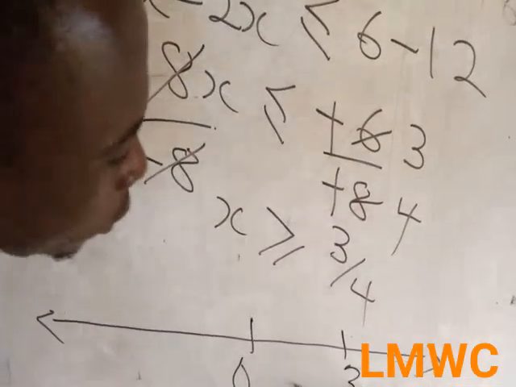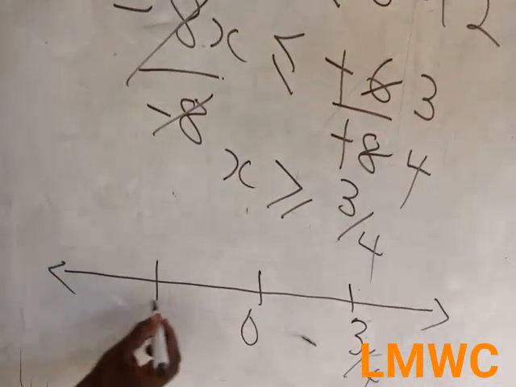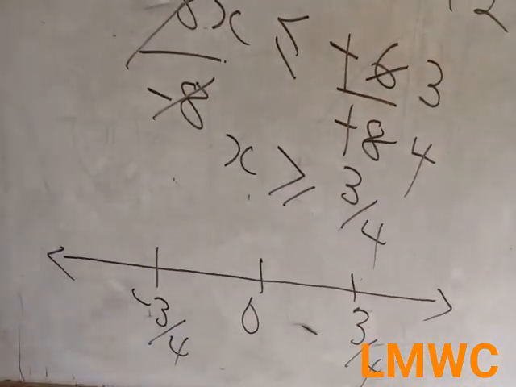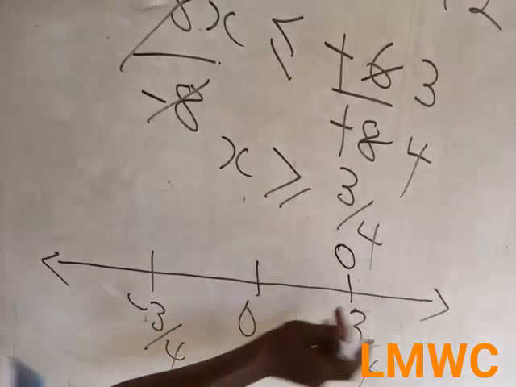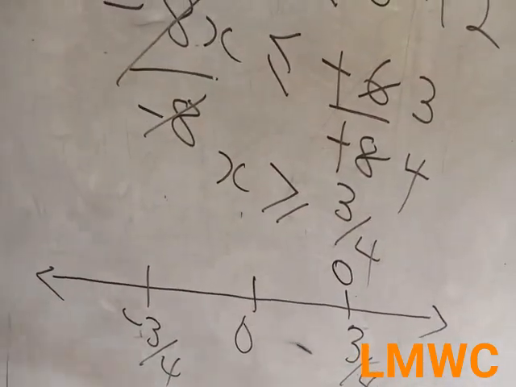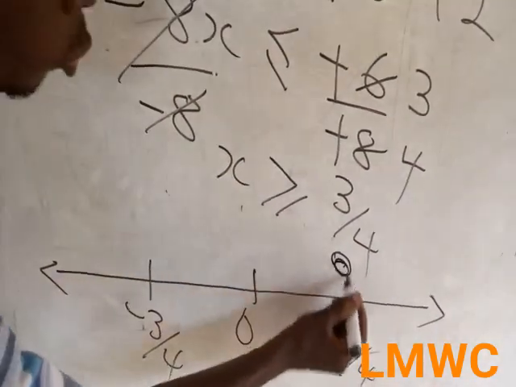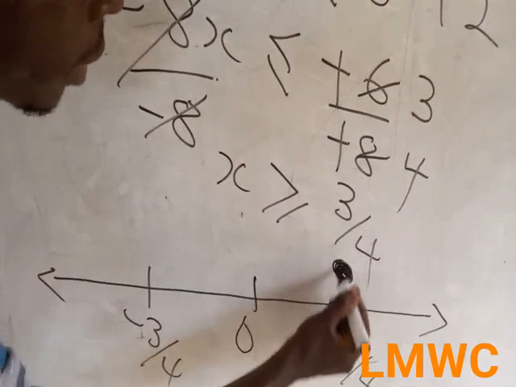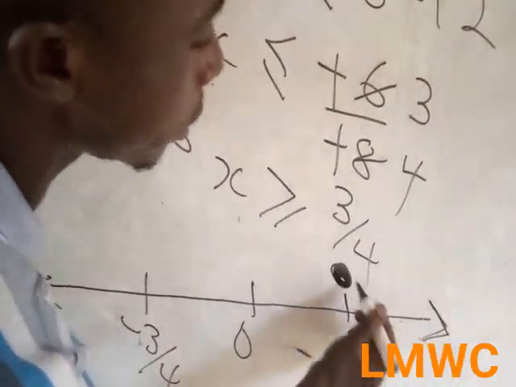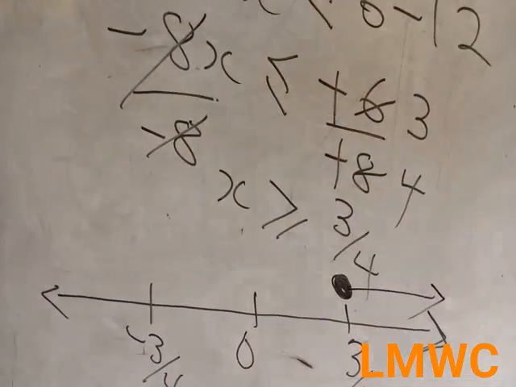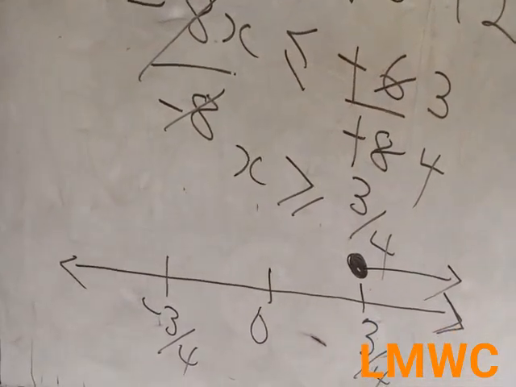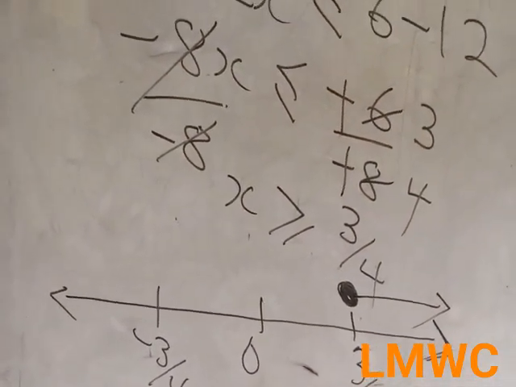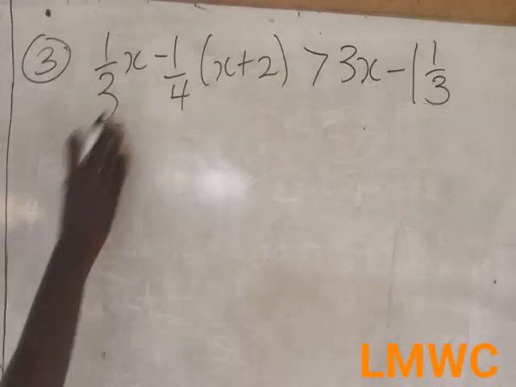So here is 3 over 4. You make one of this negative. Because we are talking of 3 over 4, you bring your circle on it. Greater than or equal to should be shaded, as I said earlier. This is our greater than symbol. It moves to this direction. So this is the second question, and this is our third question.